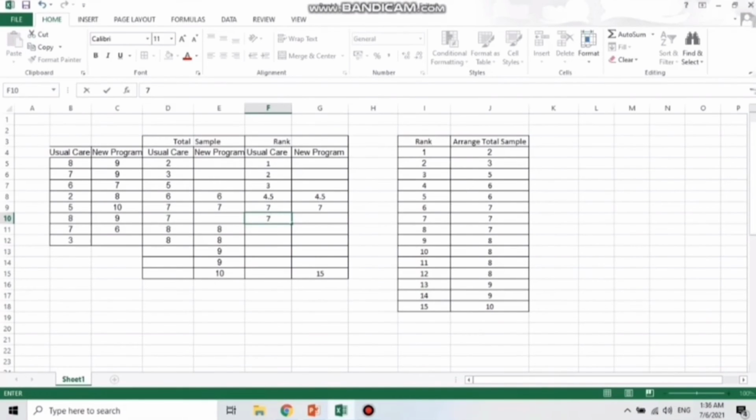The steps to determine the rank for scores 8 and 9 are the same as before. We need to sum ranks 9, 10, 11 and 12 and divide it by 4 because there are 4 samples with the same score, which is 8, giving 10.5. For ranks 13 and 14, we need to sum both of these ranks because the samples have the same score, which is 9. 13 plus 14 equals 27, and divided by 2 equals 13.5.